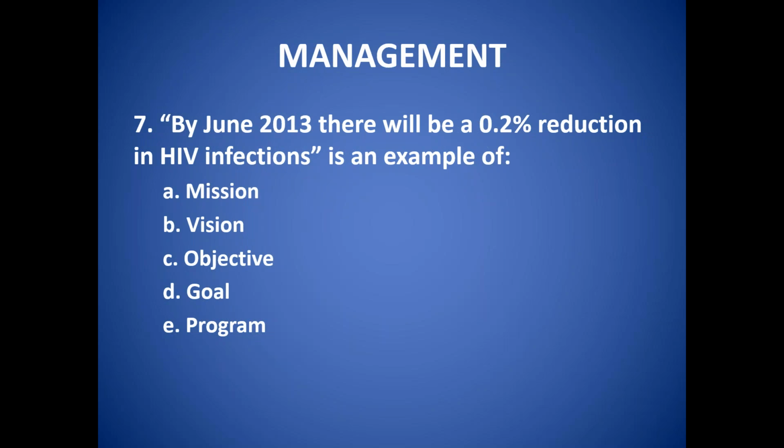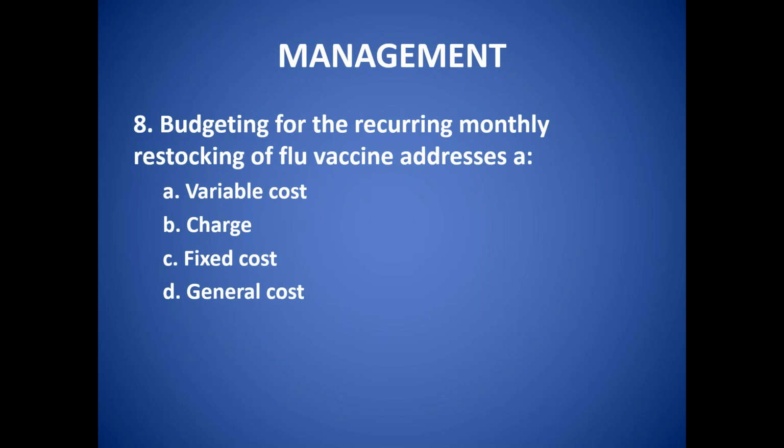Okay, a statement: by June 2013, there will be a 0.2% reduction in HIV infections in a strategic plan. This would be where you'd find this would be an example of a mission, vision, objective, goal, program. Okay, in regard to budgeting, for the recurring monthly restocking of flu vaccine addresses a variable cost, a charge, fixed cost, general cost.